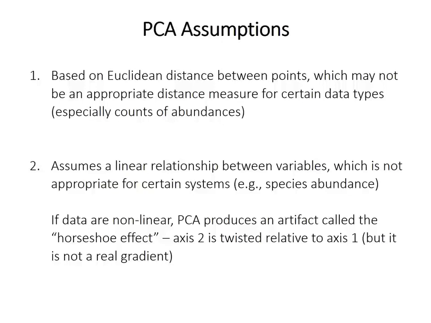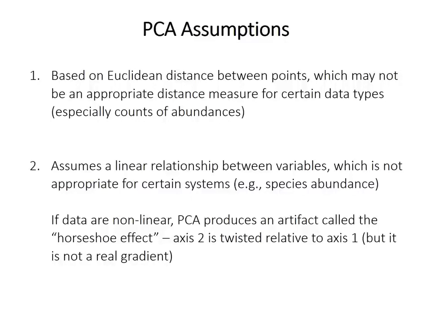because those species abundances are not linearly related along these gradients generally. So if the relationships are nonlinear, PCA can produce something called a horseshoe effect, where points along axis 2 are kind of twisted into the shape of sort of a horseshoe relative to axis 1. The problem is you can never tell if your points are deformed or not because you don't know what the true pattern should be.